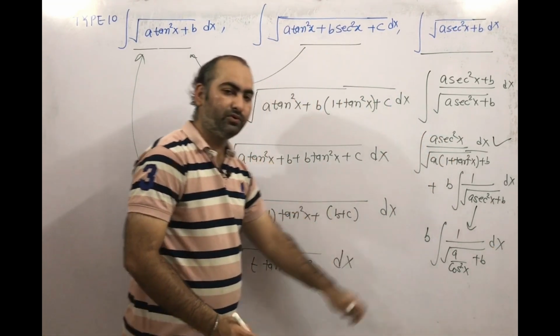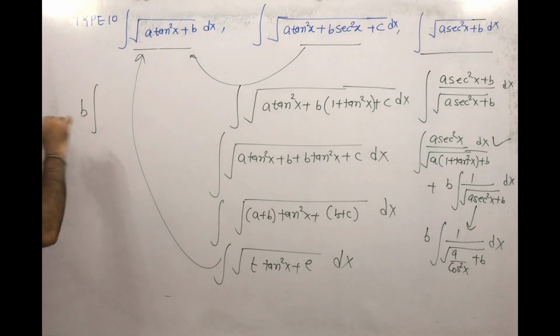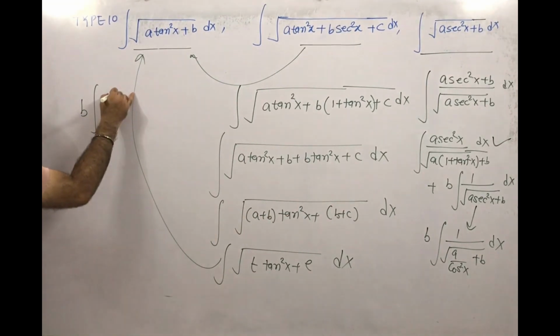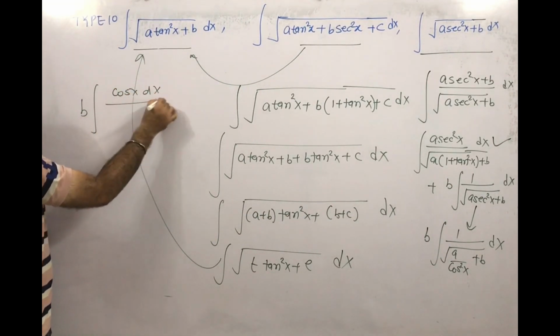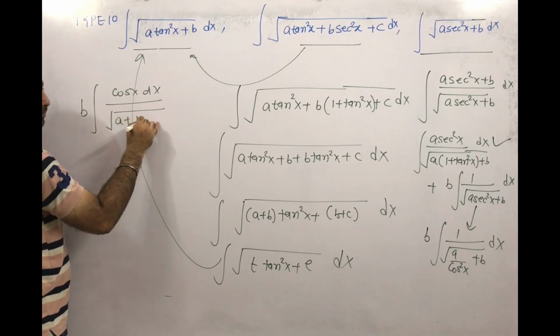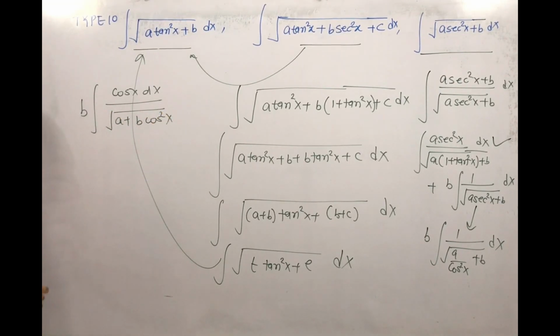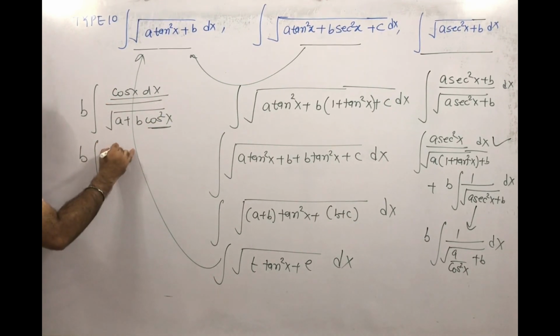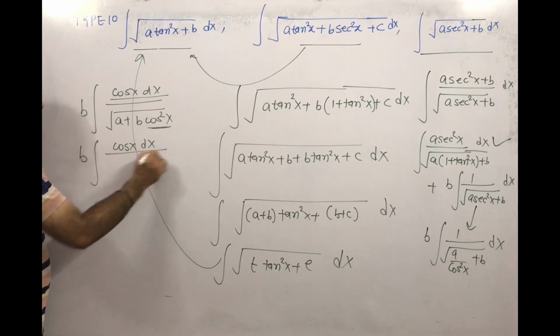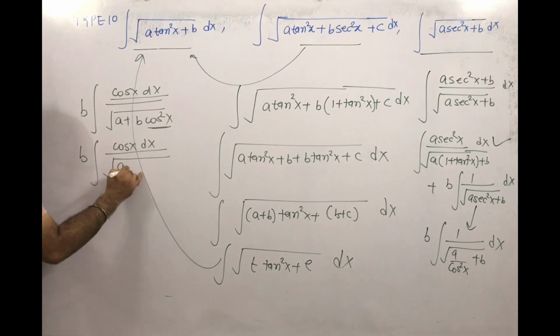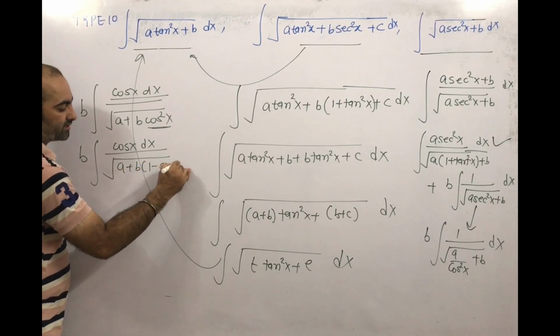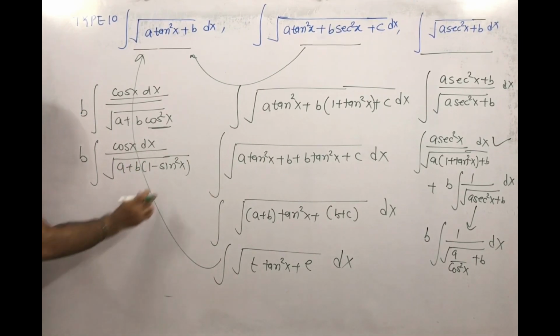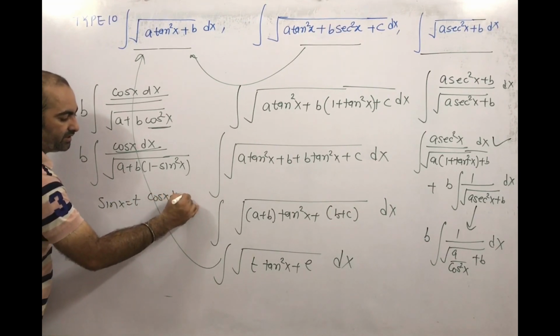Okay, this one integration how to do? b is outside, integration of, if I take LCM cos square x, so what will come? cos x dx divided by root over a plus b cos square x. If cos x dx is there, that means this one we have to convert in terms of sin x. So this will come out b integration of cos x dx divided by root over a plus b (1 minus sin square x). Now here sin x if you take t, then cos x dx will be dt.